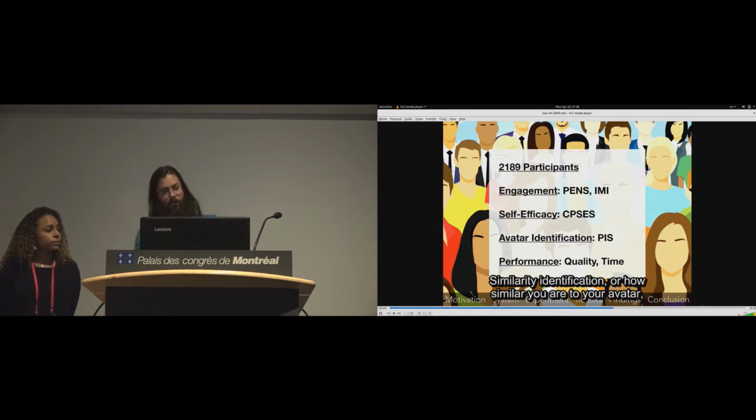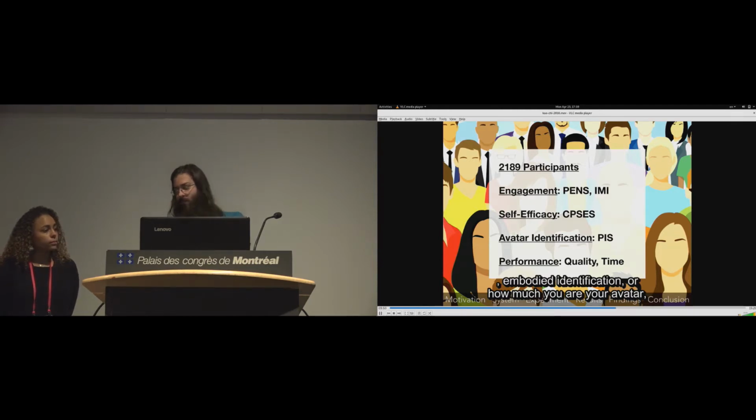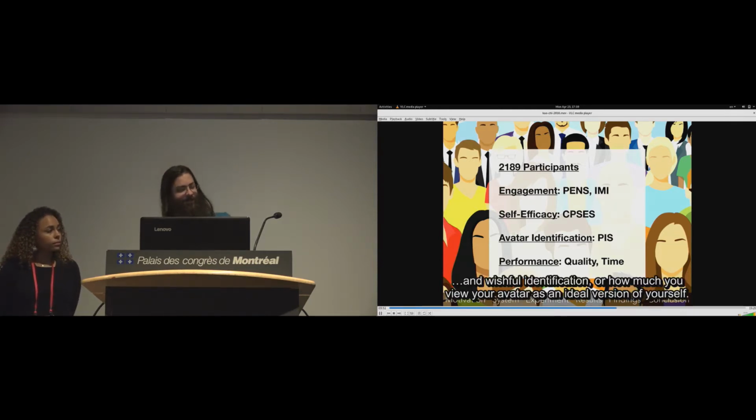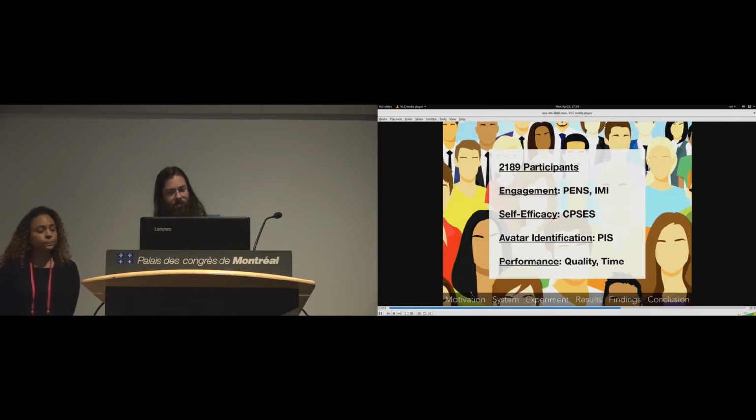Similarity identification, or how similar you are to your avatar. Embodied identification, or how much you are your avatar. And wishful identification, or how much you view your avatar as an ideal version of yourself. Finally, we also measure participants' created game level quality and the time they spent.